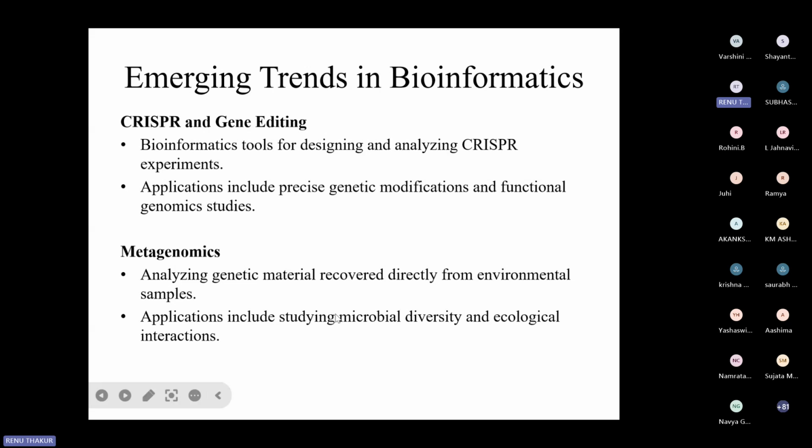The application includes studying microbial diversity. We can't just say microbes are microscopic organisms, like generic stuff. Microbes are far more than that. If you are microbiologists, you know about microbes, right? Microbe diversity: what species do we have, what genera, what strains, different types of strains and substrains. Even E. coli has around 121 different strains, right? Like that. And ecological interactions within that microbe diversity can also be analyzed using the metagenomics approach.